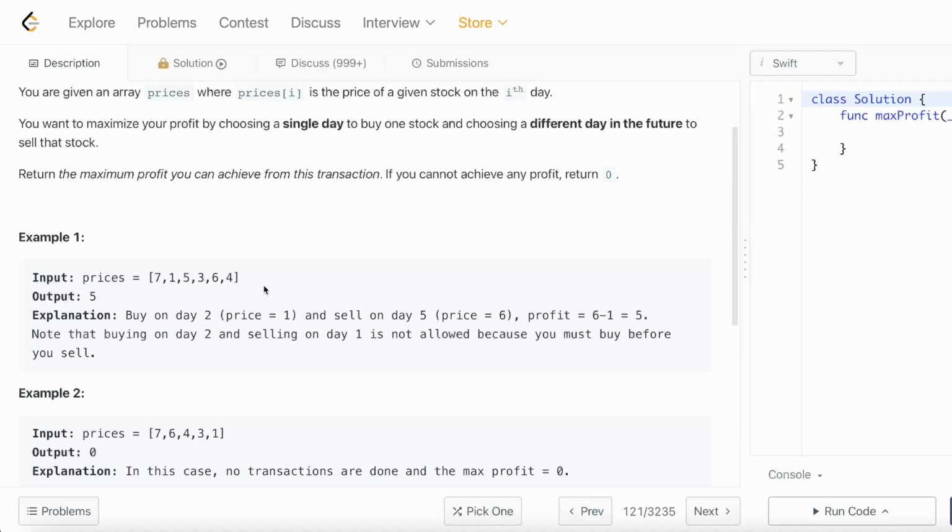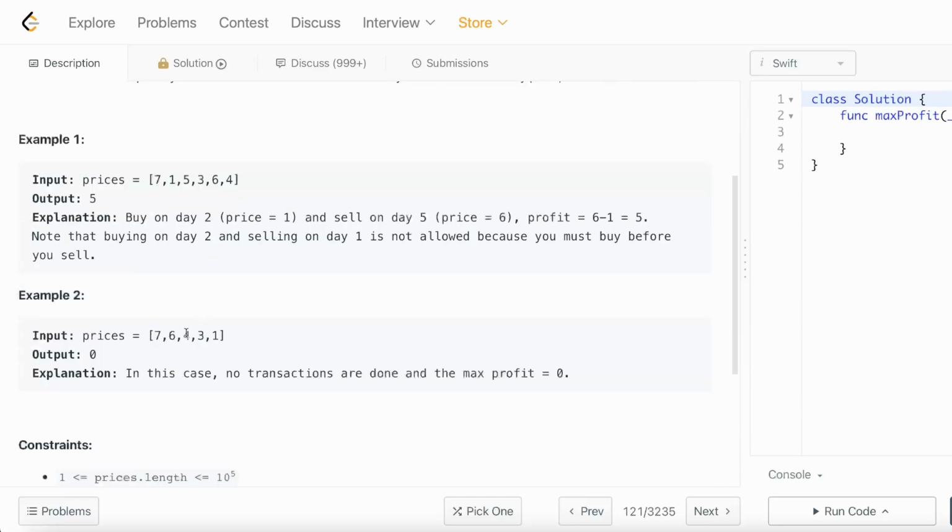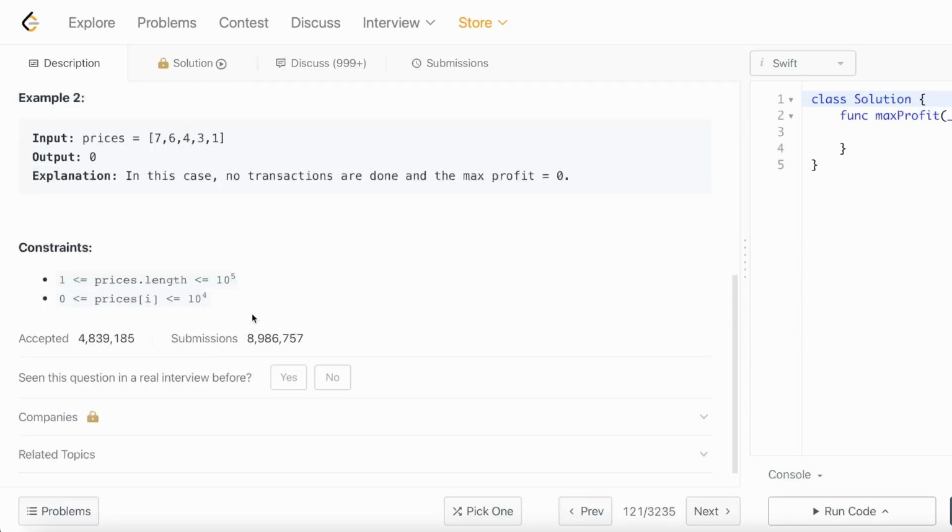First example they show you, you've got 7, 1, 5, 3, 6, and 4. Best profit you can get is 5, and the reason for that is you buy on day 2, right? You get the 1, and you sell on day 5, which is the 6. 6 minus 1, it's a profit of 5. And on this second example, there's actually no profit that can be earned because there's never a situation where you can buy it on one day and sell it on another to earn profit. The constraints are that the length of the prices is going to be 1 to some giant integer, and the prices can be anywhere from 0 to a giant integer.